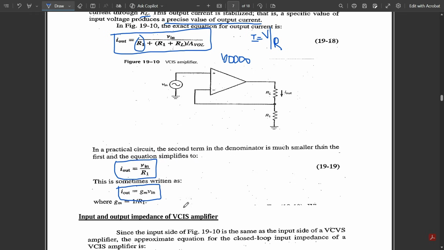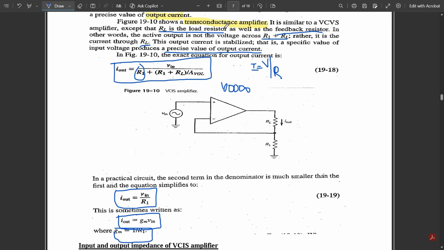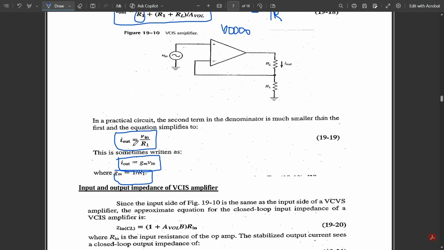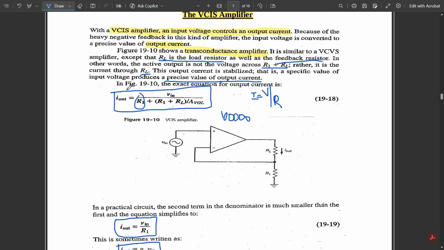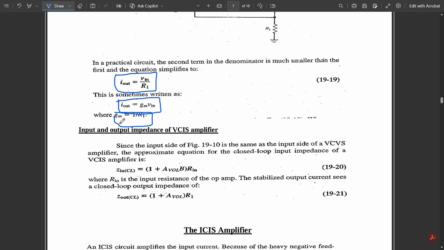Now if we substitute this, we would get the transconductance GM is equal to 1 divided by R1, because we know that I out is equal to V in by R1. If you substitute it here, we get GM is equal to V in by R1 into V in, so V in gets cancelled. So GM is equal to 1 divided by R1. That is the conductance or the transconductance. So for the VCIS amplifier, the transconductance is 1 by R1 and the output current is V in by R1 practically, and ideally, when we have the open loop voltage gain, it is V in divided by R1 plus R1 whole divided by open loop voltage gain. Okay, so these were the parameters of transconductance and currents.